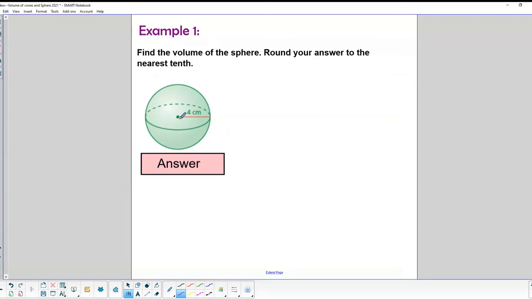So here we've got a sphere with a radius of 4. So the volume is 4/3 times pi, which is 3.14, times the radius to the third power. So 4 to the third power. In ways, this almost seems easier than the last formula, doesn't it? So let's get our calculator going.